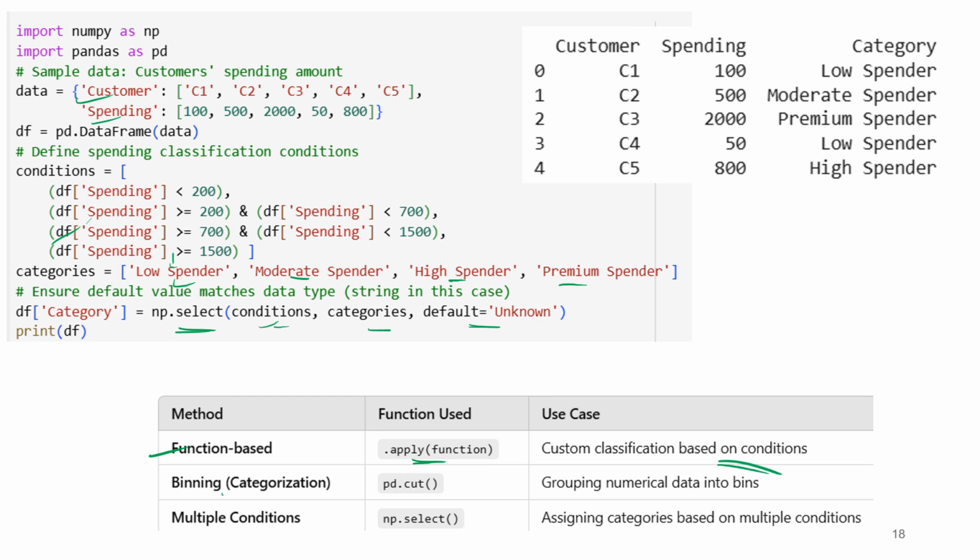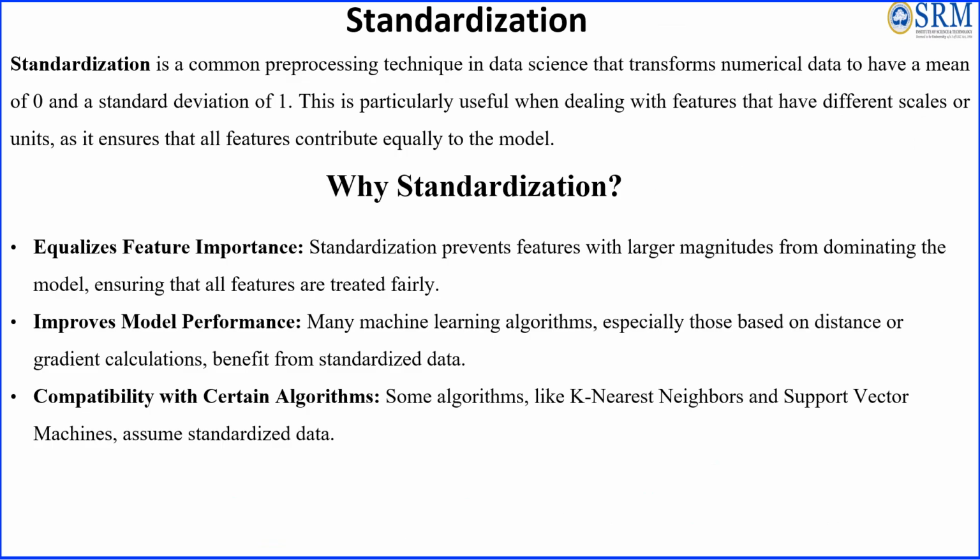And then next, binning is pd.cut. In this case, you have to group the numerical data into bins, you have to do the grouping. Whereas with multiple conditions, here it is only one set of conditions, because every time you are checking only one condition, but here multiple conditions are there. So your data has to go through all the conditions at a time. So for multiple conditions, you have to use select. In this way, you can do categorizing.